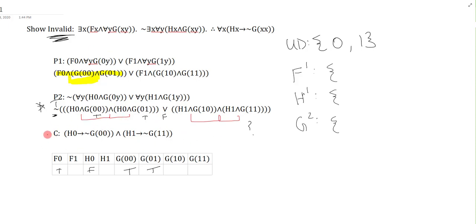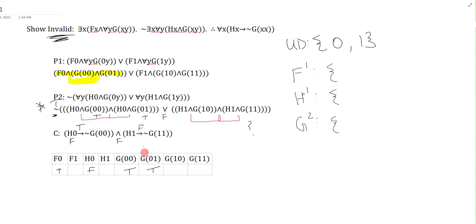Okay, so now let's look at the conclusion. Again, I want this to be false. So for this to be false, I need at least one side to be false. But look over here, H0 is false already. And if the antecedent is false, that means the conditional is true. So somehow I need this to be false.